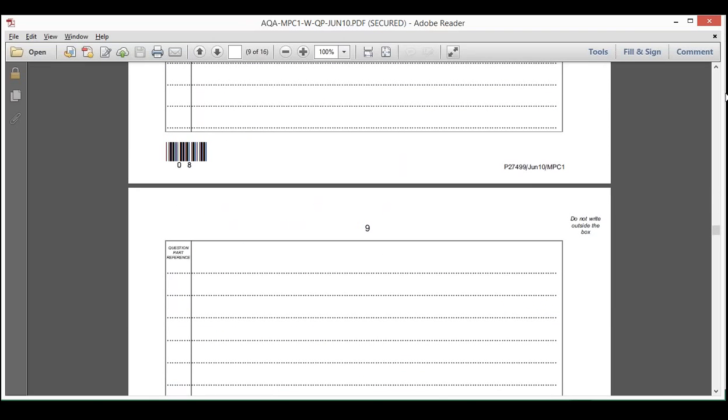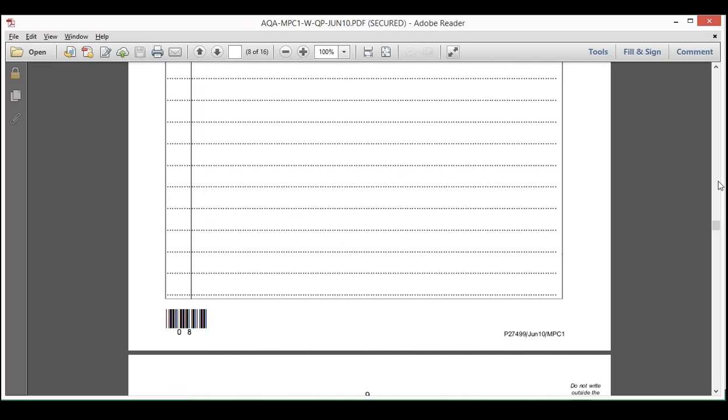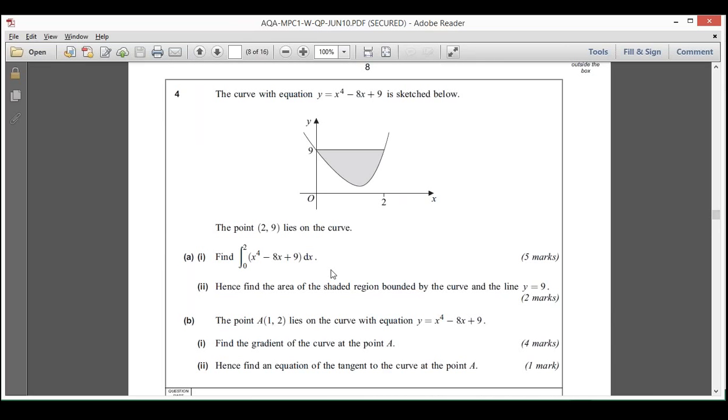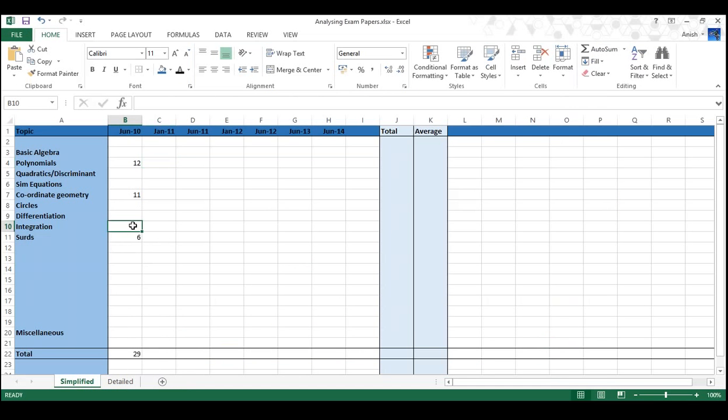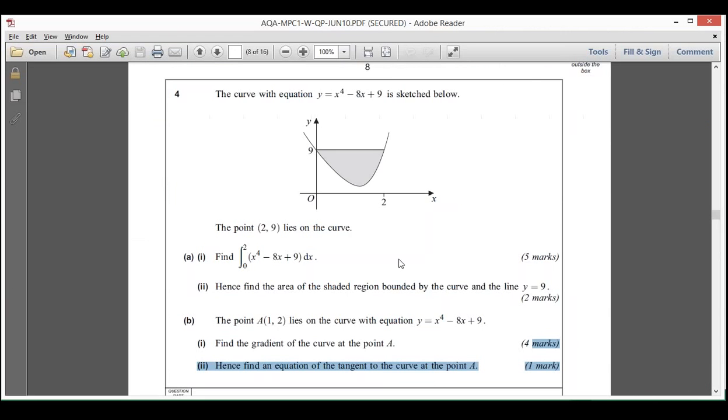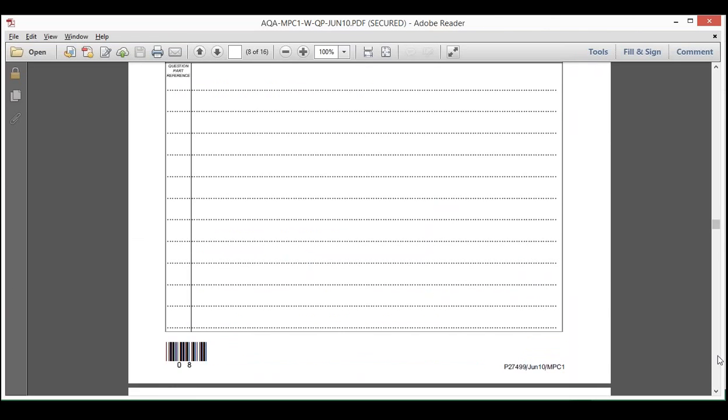Okay, so question number 4. Alright, so this is on integration. However, it says find the gradient, so it's also mentioning differentiation. So I'm going to go with 7 marks on integration and 5 marks on differentiation. 7 marks and 5 marks. If you're not sure what I'm doing, just type something in, but hopefully you can all follow what's going on.